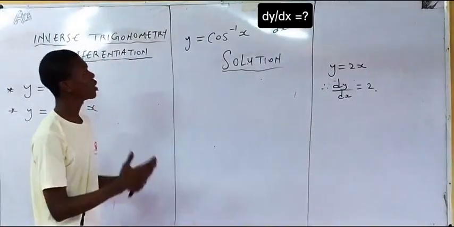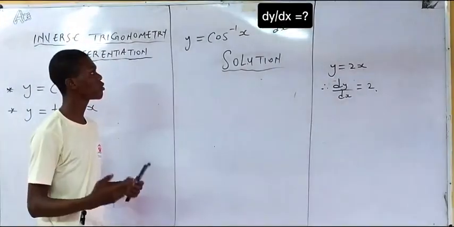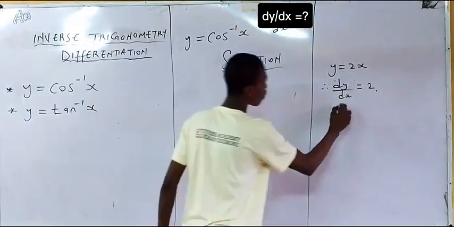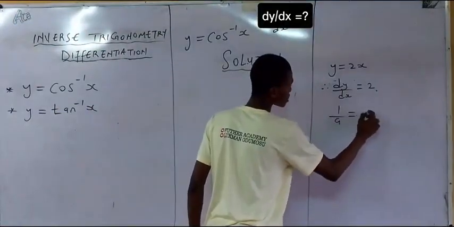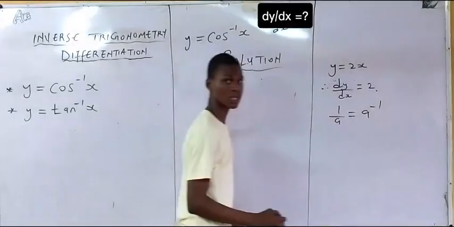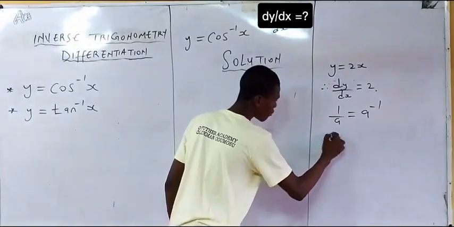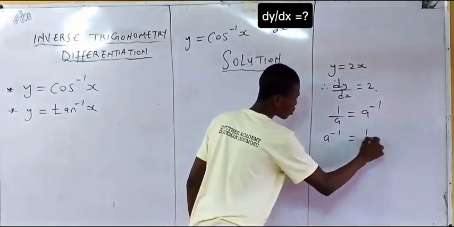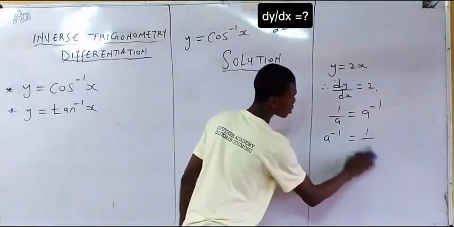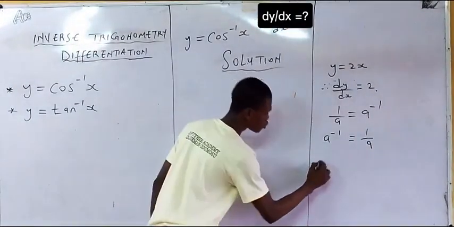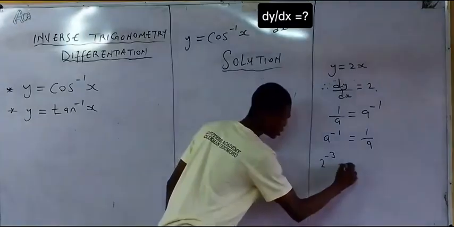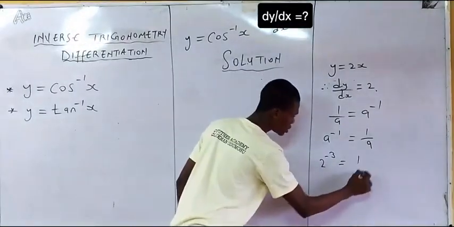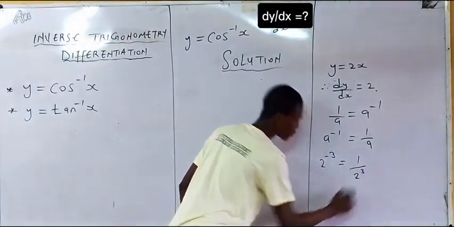Alright, here's how it works. Recall from indices, 1 over a is the same thing as a raised to the power of minus 1. Similarly, a raised to the power of minus 1 is the same thing as writing 1 over a. Likewise, 2 raised to the power of minus 3 is the same thing as writing 1 divided by 2 raised to the power of 3.